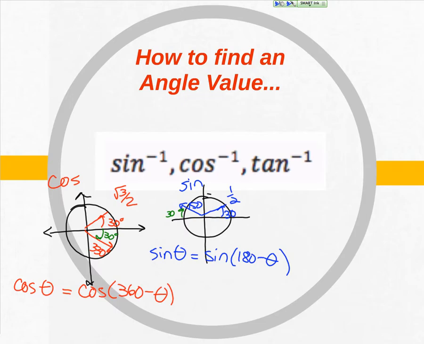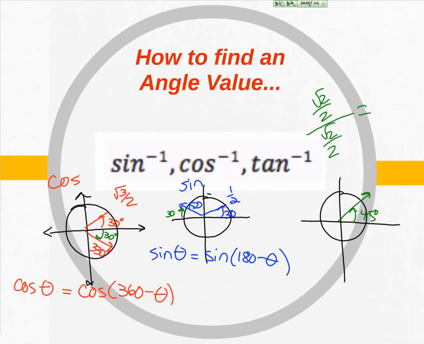Tangent is a little bit different because tangent's a little bit harder to see, but we can still talk about it. Instead, I'm going to do the tangent of the 45 degree angle. So 45 degrees. Now, tangent, we have to divide them, right? So if I look at 45, I've got square root of 2 over 2 divided by square root of 2 over 2. What's that going to equal? 1, right? So that's just 1. It's a little bit trickier. It's not as easy to just look at points. You got to divide. Where else is the tangent equal to 1?